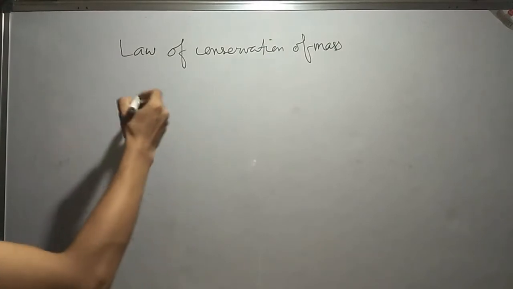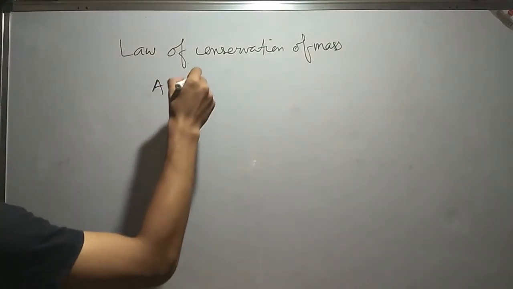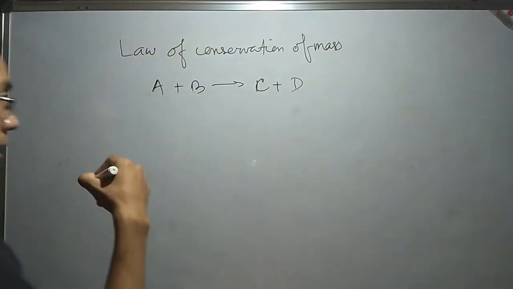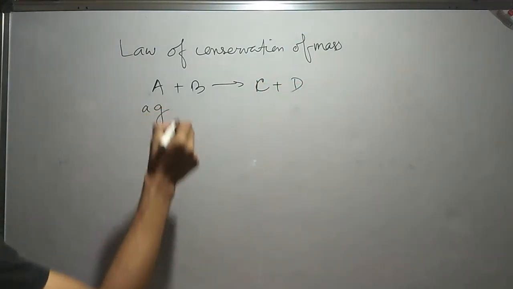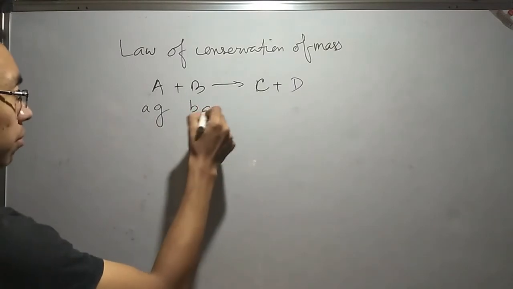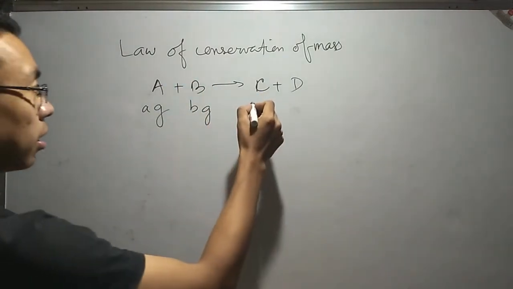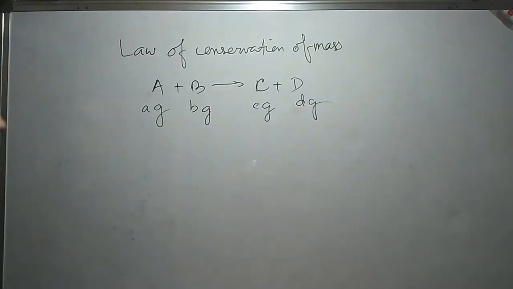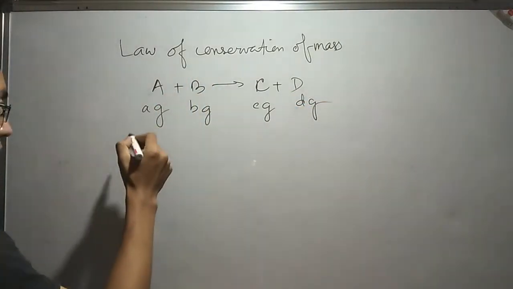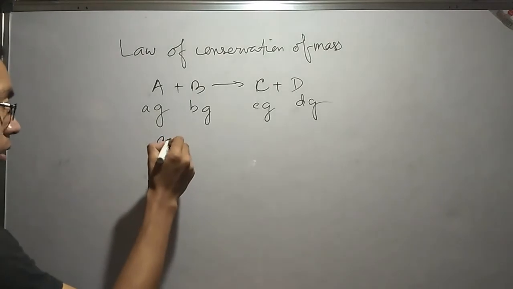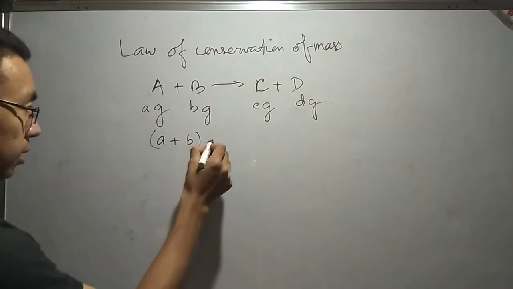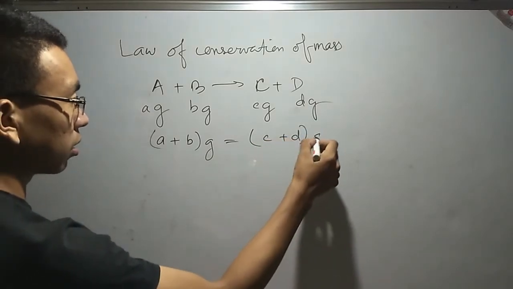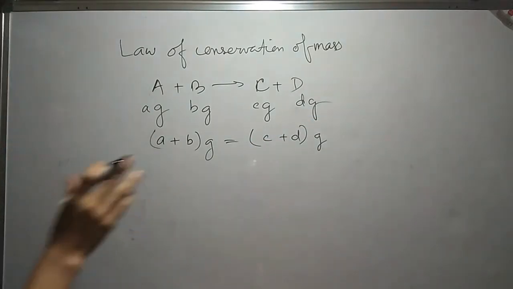Say, for example, A reacts with B to give C and D. If A had a grams, B had b grams, and we got C as c grams and D as d grams, then according to the law of conservation of mass, the total mass of the reactants will be equal to the total mass of the products. This is what it states.